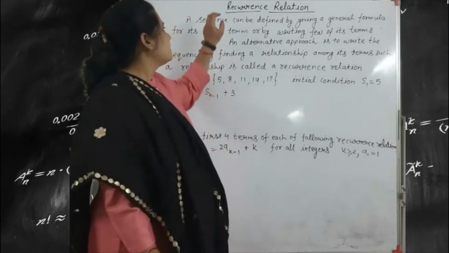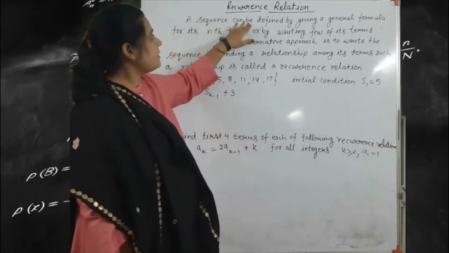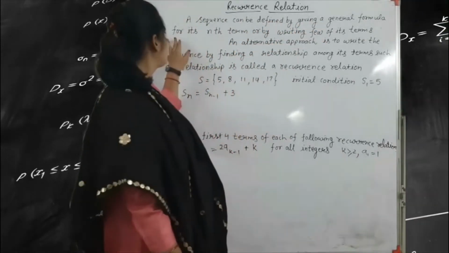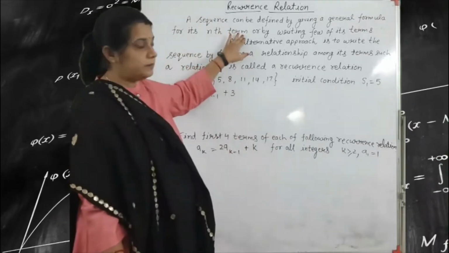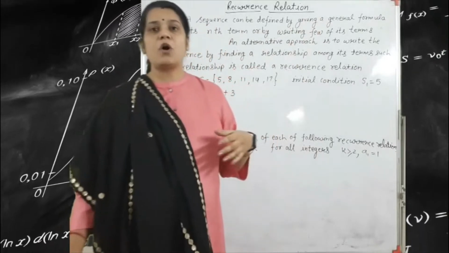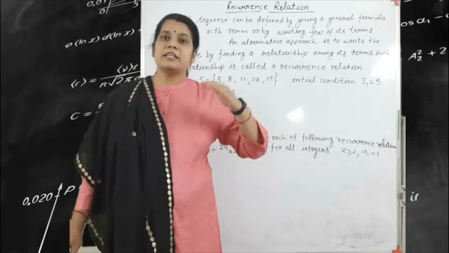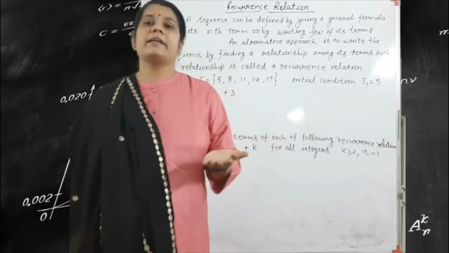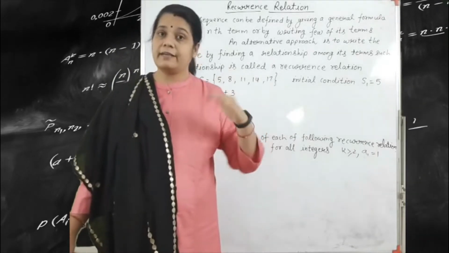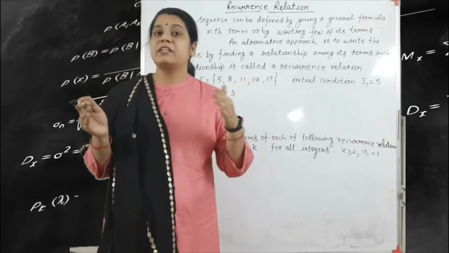Here is the definition of the recurrence relation. A sequence can be defined by giving a general formula for its nth term or by writing a few of its terms. You have already seen in our previous classes that sometimes you are given the equation in the k form or the nth form, and we put in the values of k and n one by one, and we get a sequence, or you can say a series.